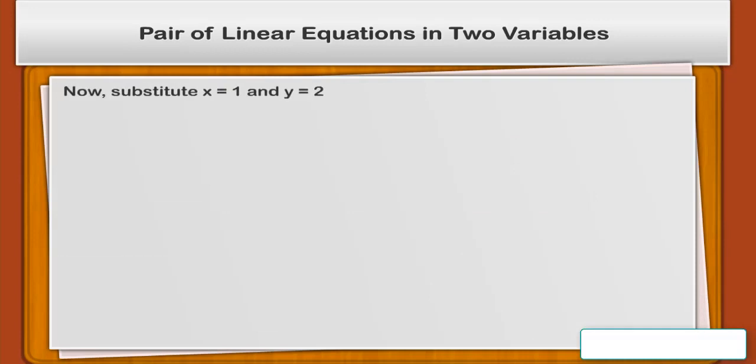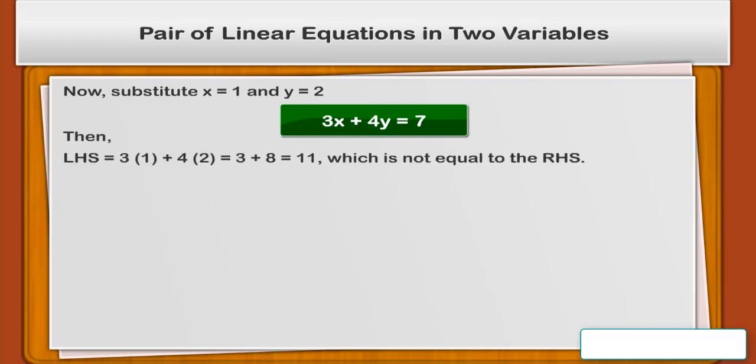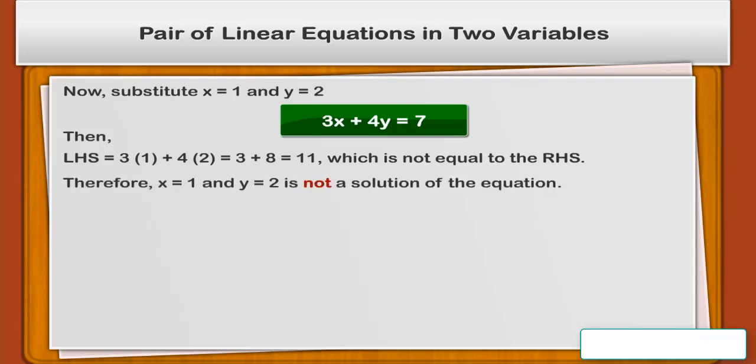Now let us substitute x = 1 and y = 2 in the equation 3x + 4y = 7. Then LHS = 3 × 1 + 4 × 2 = 3 + 8 = 11, which is not equal to the RHS. Therefore, x = 1 and y = 2 is not a solution of the equation.